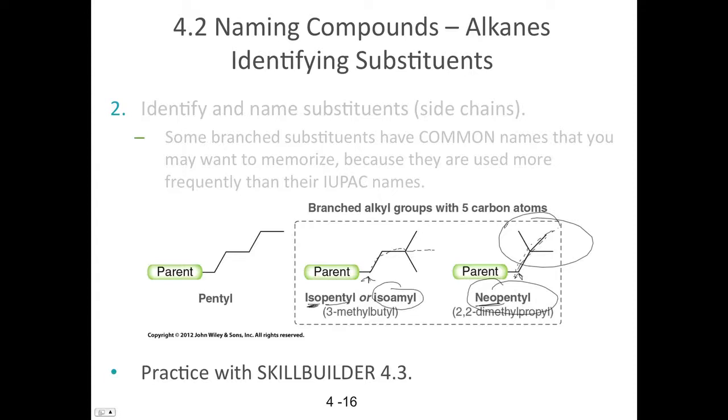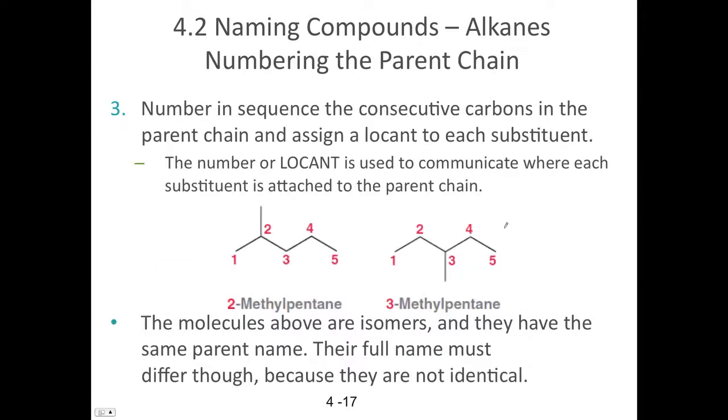All right, so there's that. All right, so naming the compounds, alkanes, numbering the parent chain, just like we talked about before. Very simple stuff here, okay? Number in sequence the consecutive carbons in the parent chain and assign a locant to each substituent. The number, or locant, is a number that's used to tell me where substituents are within the parent chain, okay? The locant is used to communicate where each substituent is located, all right?